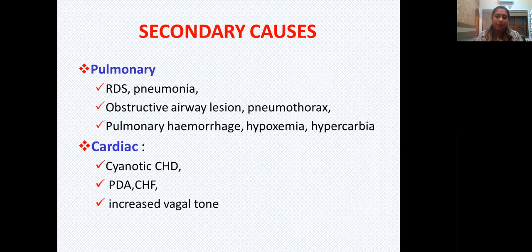Next, coming to the pulmonary causes of apnea, this could be because of RDS or congenital pneumonia, or there is some obstructive airway lesion, pneumothorax, pulmonary hemorrhage, hypoxemia, or hypercarbia. Cardiac causes are because of cyanotic CHD, PDA, congestive heart failure of the baby, or increased vagal tone.